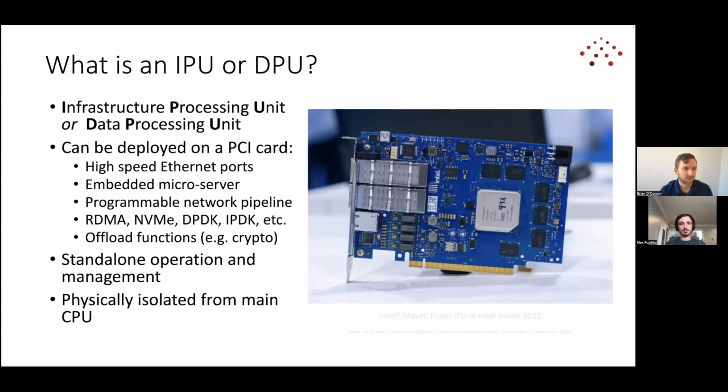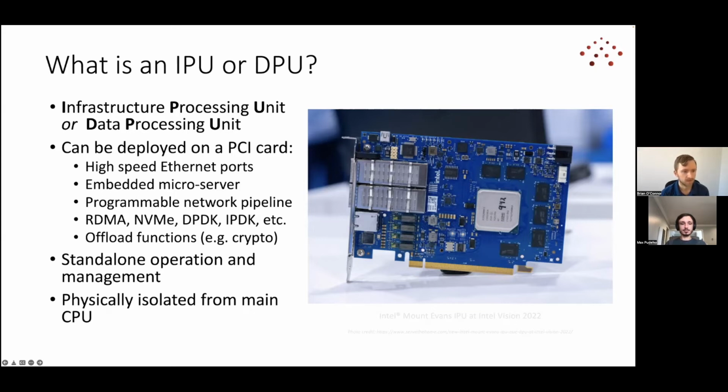So what is an IPU? Max talked about it, I just mentioned it, but for those of you that are not familiar, an IPU, or Infrastructure Processing Unit, is sometimes also called a DPU, or Data Processing Unit. And these are devices that go beyond the foundational or previous generation SmartNICs. An IPU is a chip that can be deployed on a PCI card along with high-speed Ethernet ports like QSFPs.